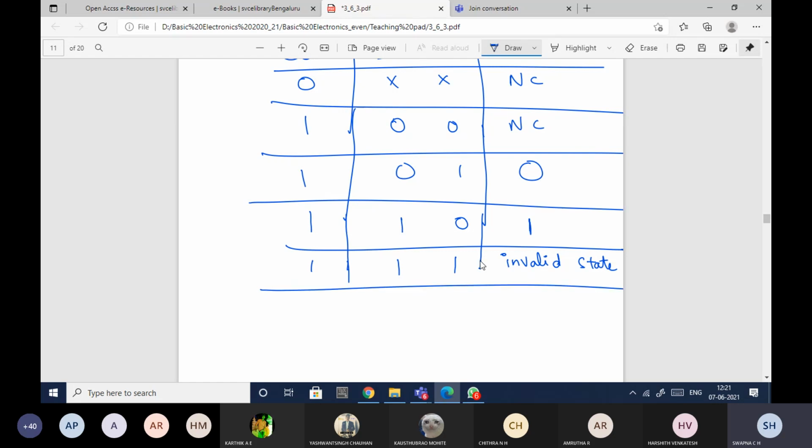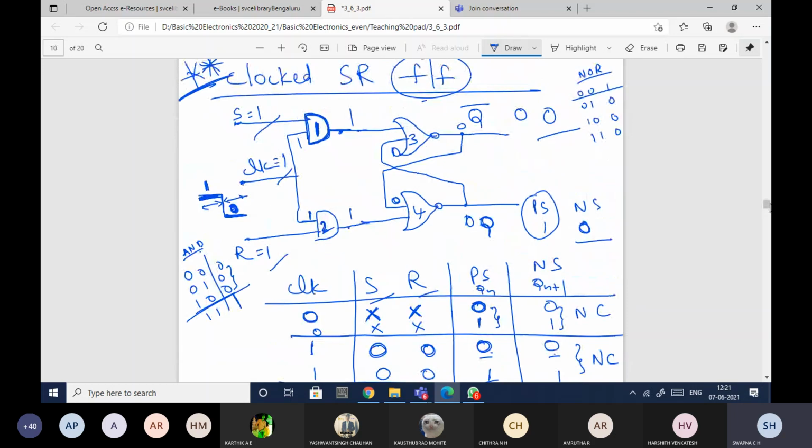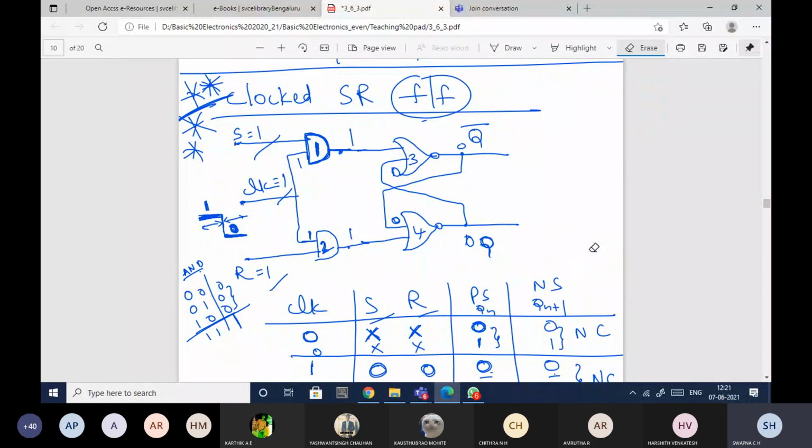So this is the clocked SR flip-flop. If you check the question papers, in almost all the question papers, this will be there. So this is a very, very important question for the sake of your internal as well as your external. Hope this is clear to all of you. Is this clear to all of you? Anybody still have any doubts in this? Please let me know. No doubts, ma'am.